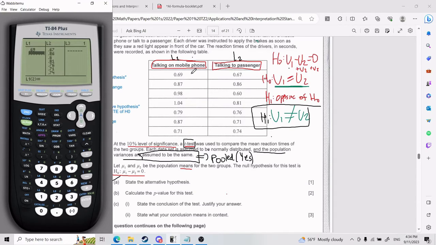So I'm going to go ahead and plug in L1 here. 0.69, which is this one here. 0.87, which is this one here. So on and so forth. Give me a second. 0.79, 0.87, 0.71. Cool. You do the same for the second list. I actually already did it. You can double check, but I already put in both lists.